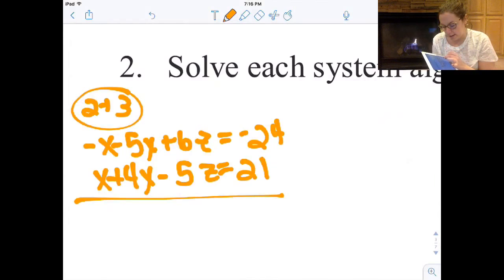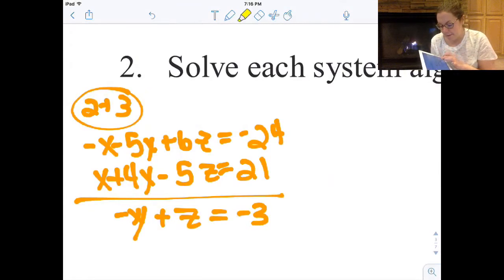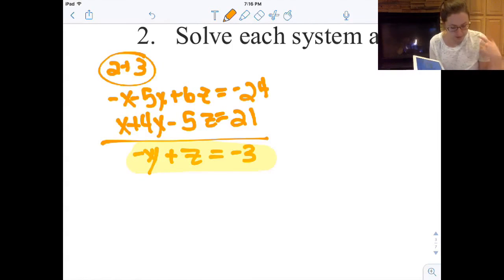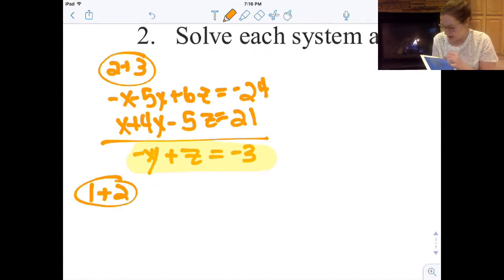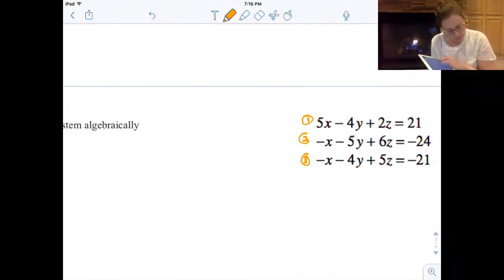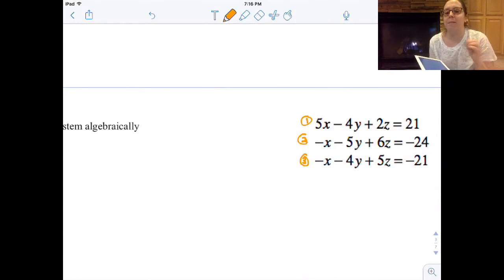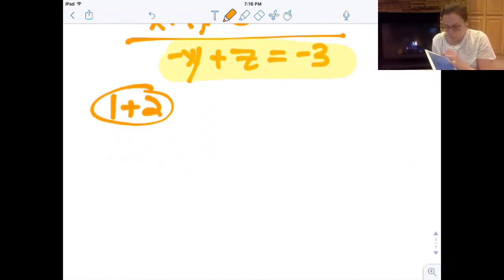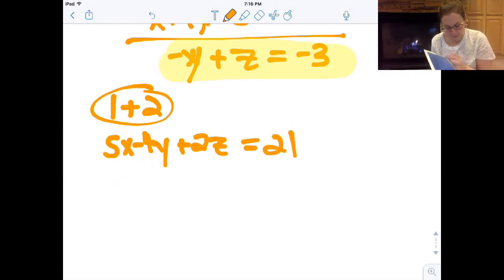This is my first equation that I'm going to use. It's down to 2 variables. Now, pick either other set of equations. You could do 1 and 3. I'm going to do 1 and 2 just because they're right there in front of me. And so let's take a look at what those were again. So I'm going to leave 1 alone. I'm going to multiply 2 by 5 because that will make my x's cancel again. So 1 was 5x minus 4y plus 2z equals 21. Multiplying by 5 down here, I would get -5x minus 25y plus 30z equals -120.